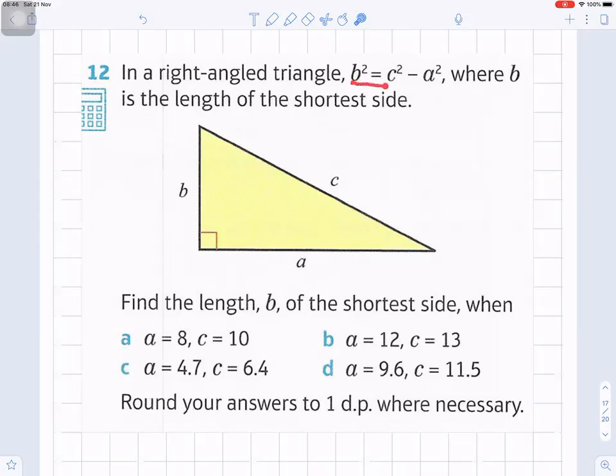So we want to use that formula to sub in the values a and c and work out the length of the shortest side. The shortest side is b. And it says round your answers to 1 decimal place. So you can have a go at that, pause it and try it, and then you can come back and look at how I have done it.